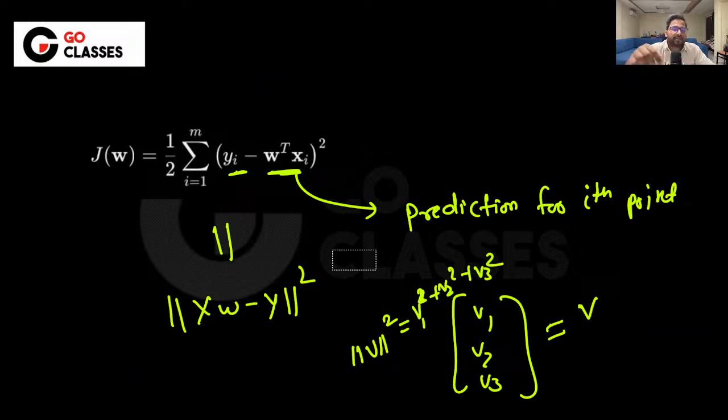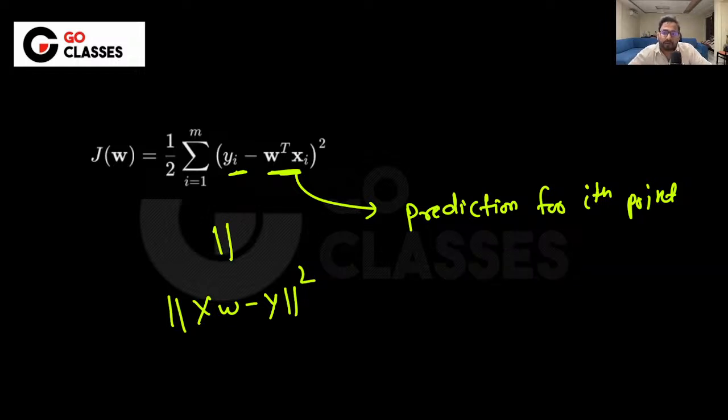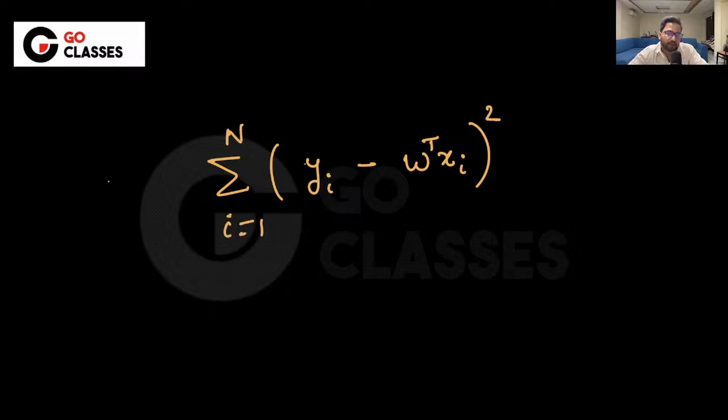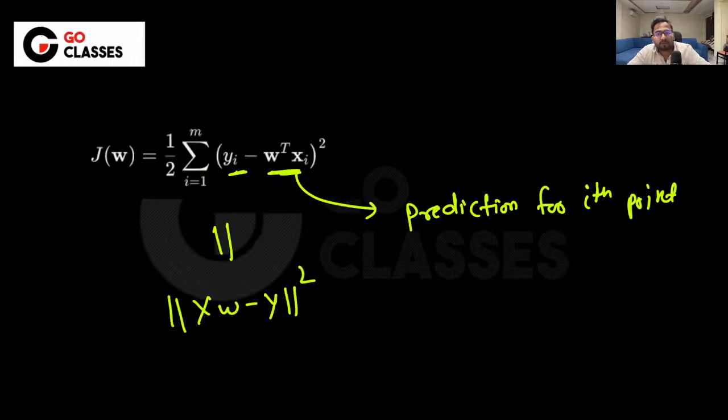You should be able to convince yourself that you can write this in the summation format. The real value is y, and the prediction for the ith data point is basically the dot product of w and xi. Both are scalars, so this is the whole square, summed for i equal to 1 to capital N, where capital N or small m is the number of points. You can write 1 by 2 or not, it doesn't matter, this is a constant only.